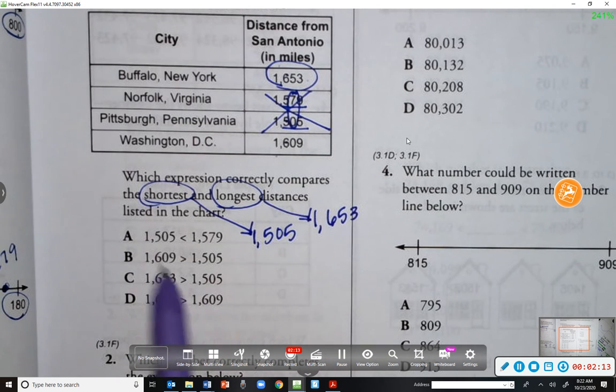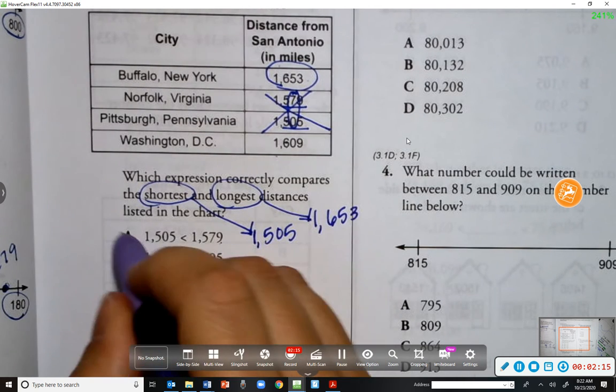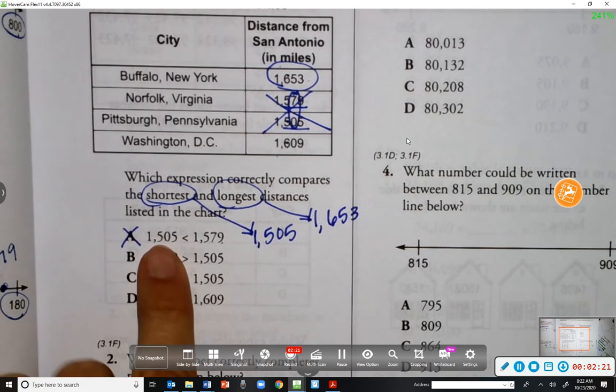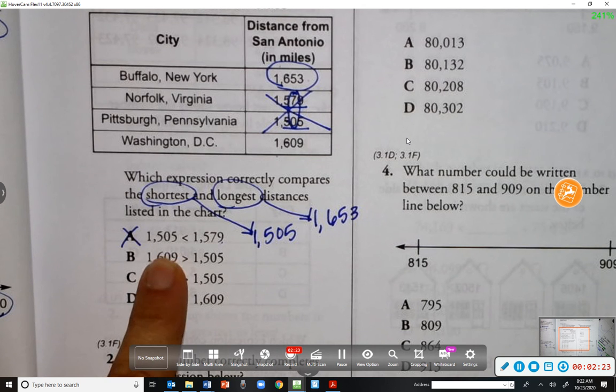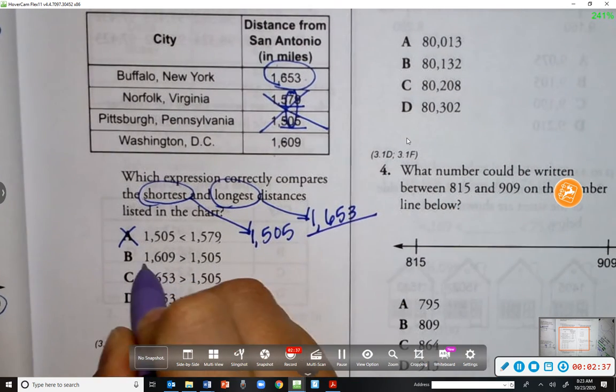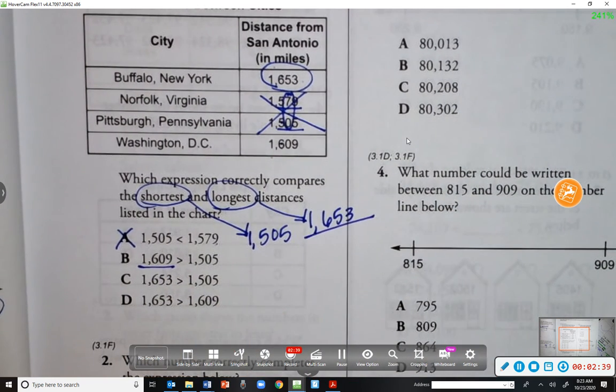I can already see that A does not have those two numbers, so we can't choose that. They're not using the correct numbers, even though this expression is correct. Okay, B. What's wrong with B? It does not have the same numbers. We have 1,653 and they have 1,609.